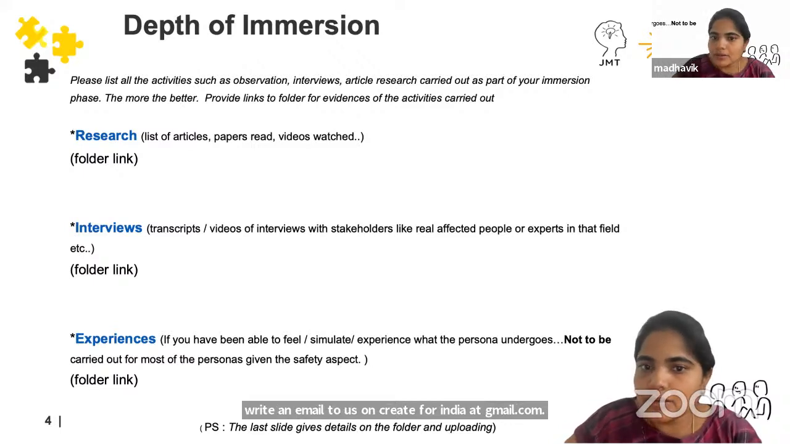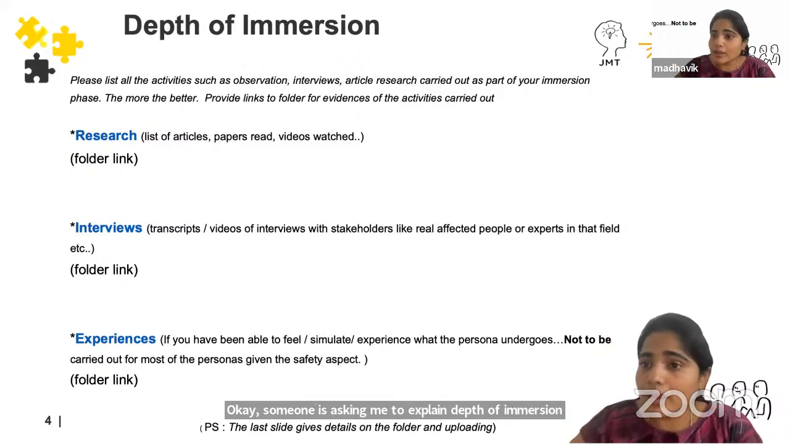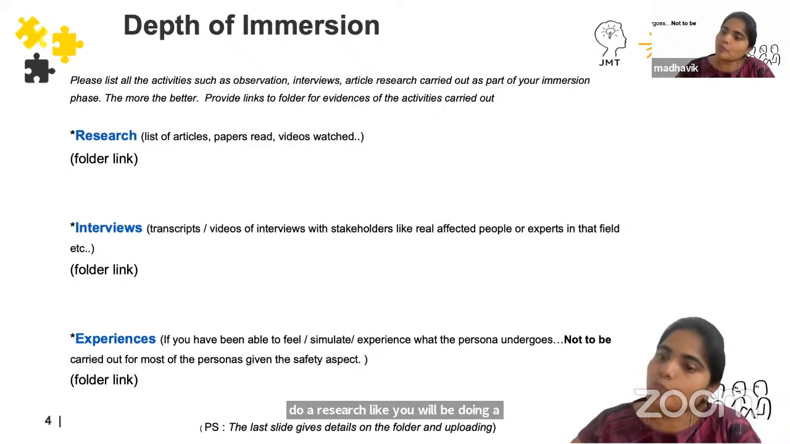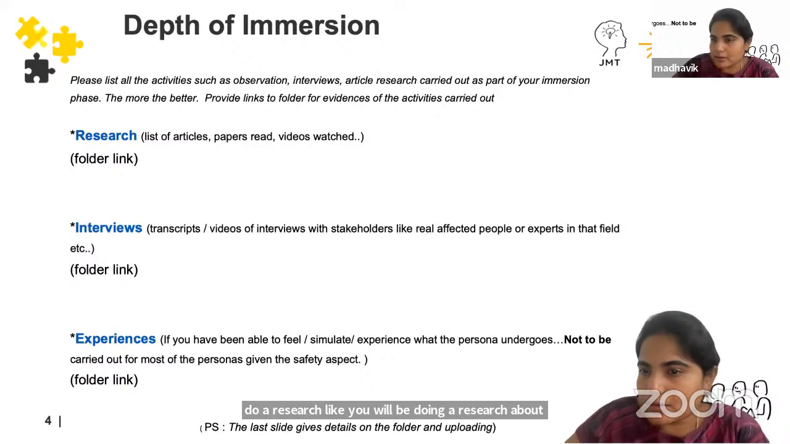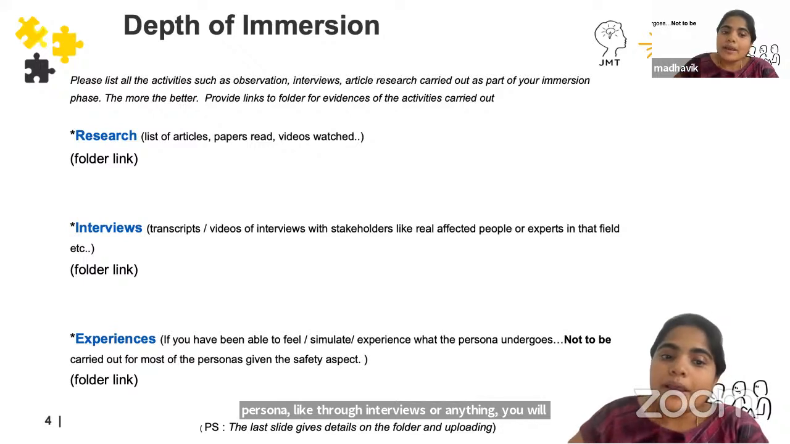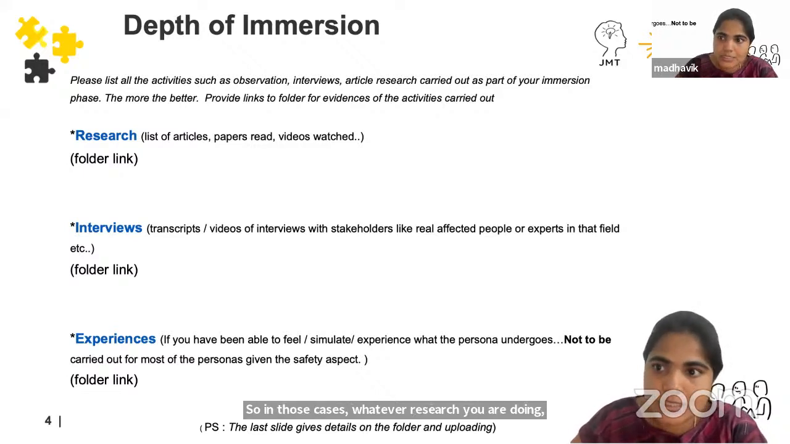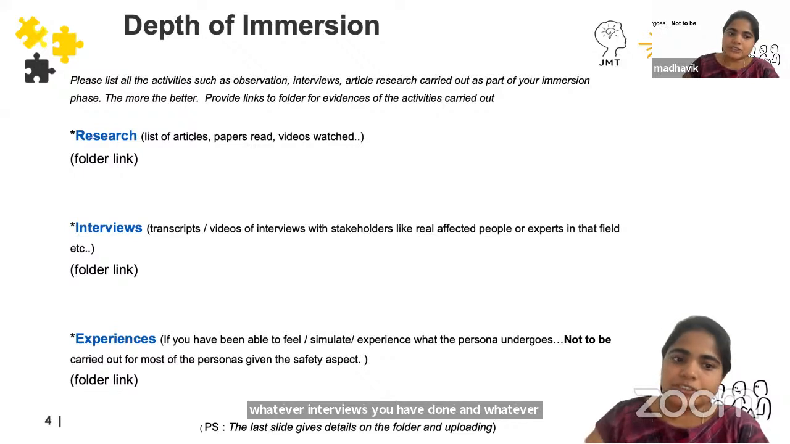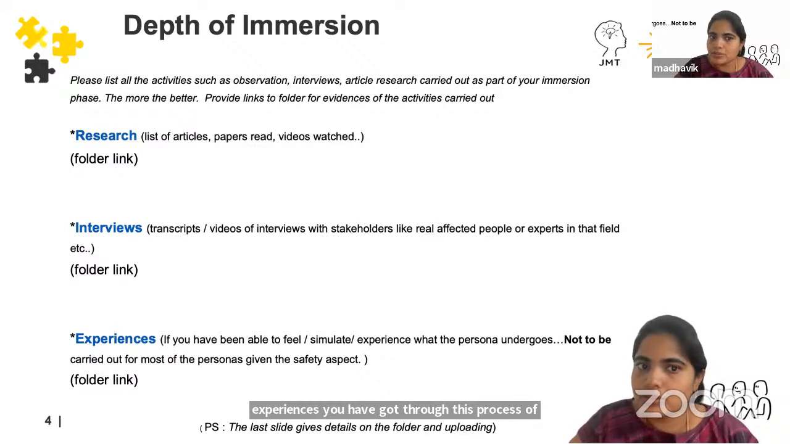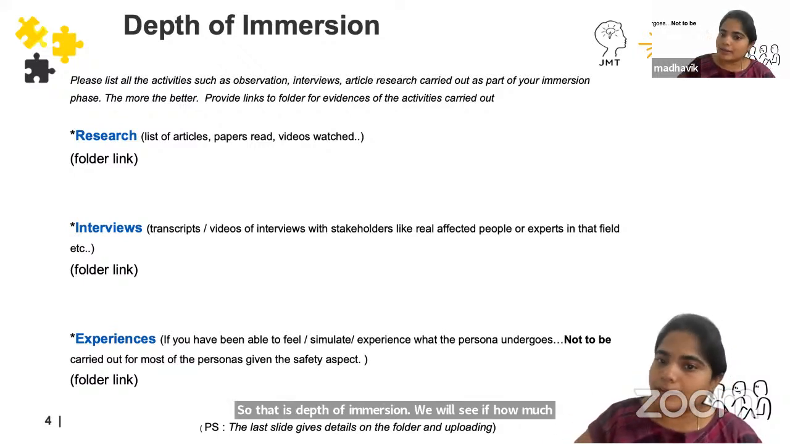Okay, someone is asking me to explain depth of immersion. In the depth of immersion, what we are expecting is that I am asking you to do research about your persona. You will be engaging with your persona, through interviews or anything, or the people affected by it. Whatever research you are doing, whatever interviews you have done, and whatever experiences you have got through this process of immersion, you have to mention all those in research, interviews, and experiences respectively. So that is depth of immersion. We will see how much immersion you have done. We will evaluate that.